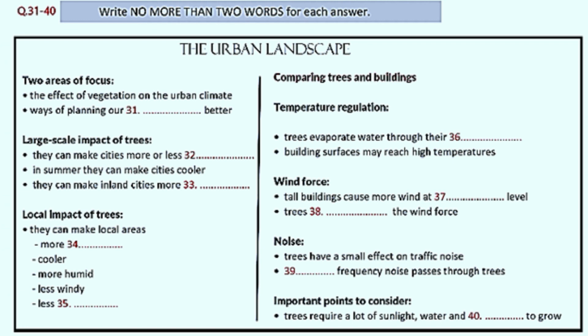Well, the main difference between a tree and a building is a tree has got an internal mechanism to keep the temperature regulated. It evaporates water through its leaves, and that means that the temperature of the leaves is never very far from our own body temperature. The temperature of a building surface on a hot sunny day can easily be 20 degrees more than our temperature. Trees, on the other hand, remain cooler than buildings because they sweat. This means that they can humidify the air and cool it, a property which can be exploited to improve the local climate.